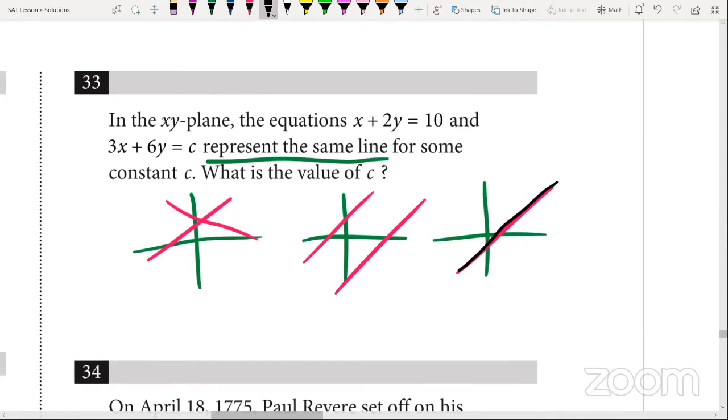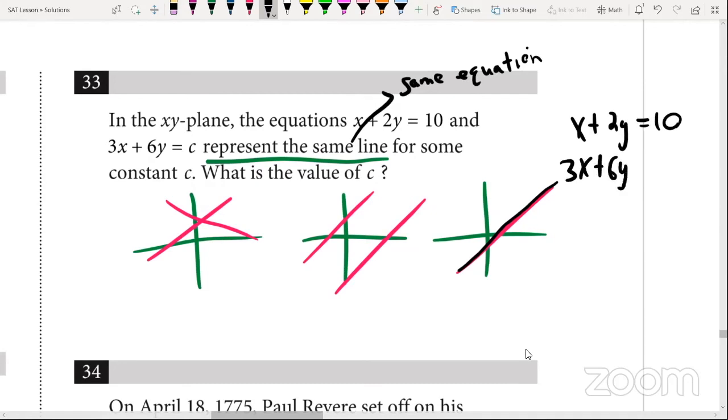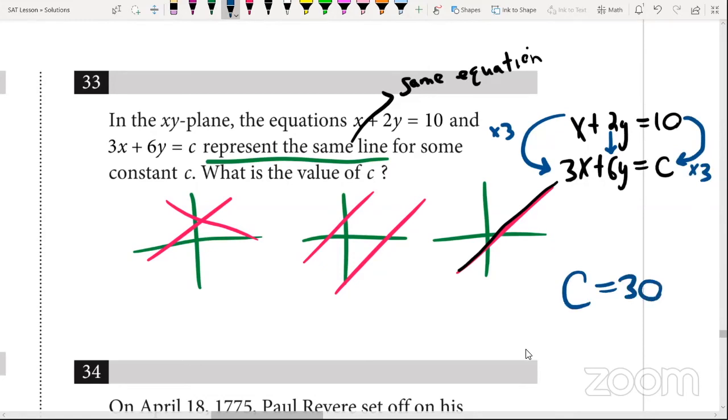So what does it mean to be the same? It means every corresponding part matches up, the slopes and the y-intercepts. So there's a couple of ways to do this. But if they're the same line, they're just the same equation. A really easy way to do this is to just line them up. So you have x plus 2y equals 10, and 3x plus 6y equals c. So these are the same equations as one another, and they're already lined up. So how did we get from x to 3x? We multiplied by 3. 2y to 6y, we multiplied by 3. So how should we get from 10 to c? By multiplying by 3 again. And so c would simply be 30 for question 33.